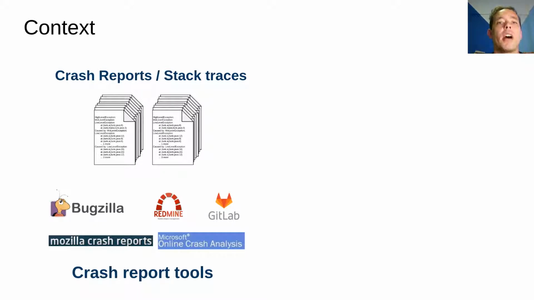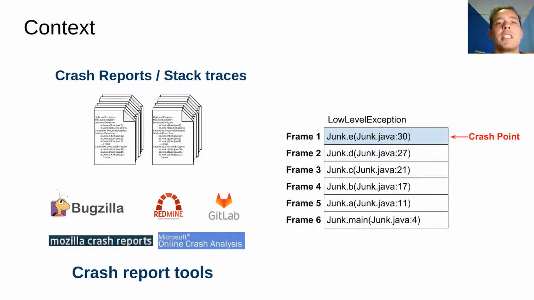Previous works found that stack traces can help developers to fix bugs, and crash report grouping is useful to find and fix buggy code. A stack trace is an ordered set of frames where each frame refers to a method signature. The innermost method is called a crash point.